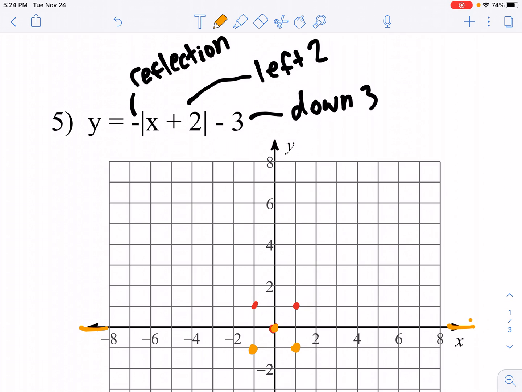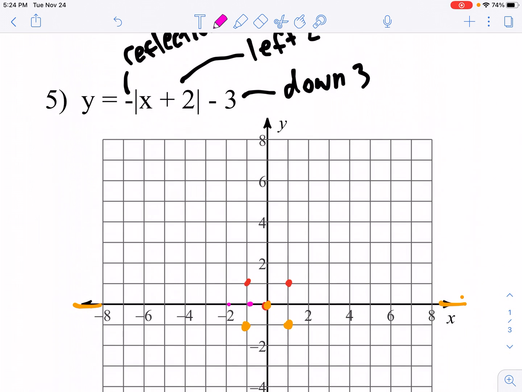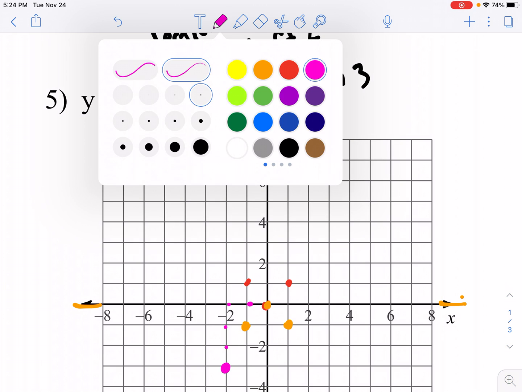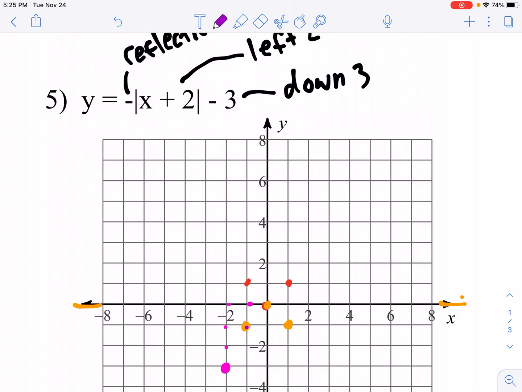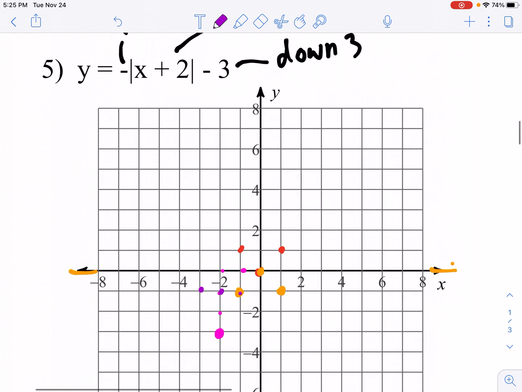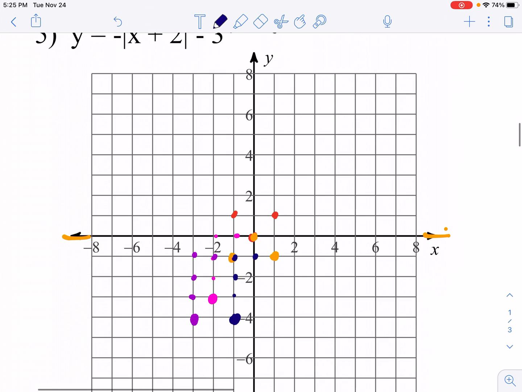Okay. Now we're going to move it to the left 2 places. So this point moves to the left 2. And then it's going to move down 3. Down 1, 2, 3. So that guy moves there. Then this guy moves to the left 1, 2 places and down 3. 1, 2, 3. And then this guy moves to the left 2 places and down 1, 2, 3. Then we can kind of finish out our pattern here, here, here, and here. And we end up with our graph here.